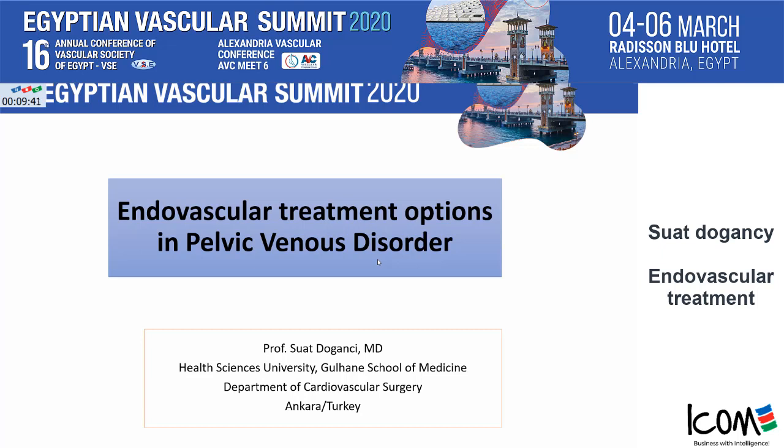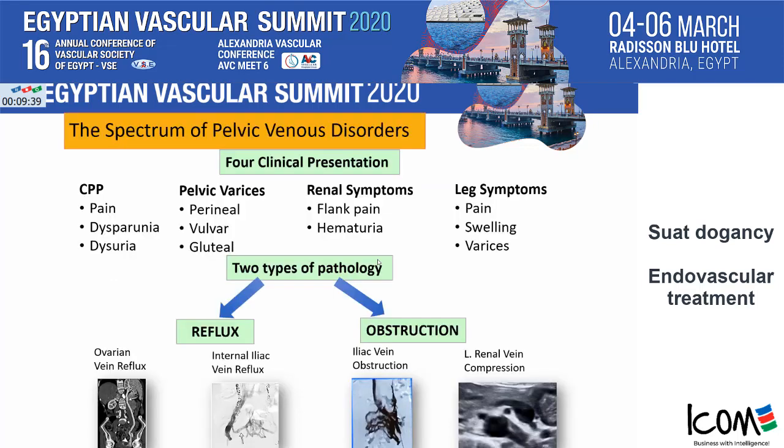Just to make a quick start, I want to give a brief description of what we are talking about. Pelvic venous disorders, as we know, have four clinical presentations: chronic pelvic pain, pelvic varices, renal symptoms, and leg symptoms. It can be a combination of all of these clinical presentations. When we look at the underlying pathology, we have two: one of them is reflux, and the other one is obstruction.